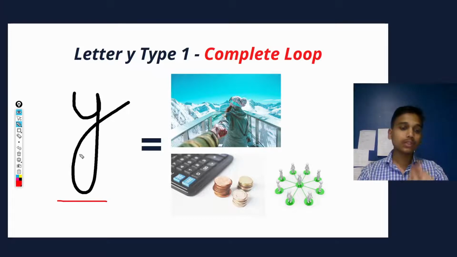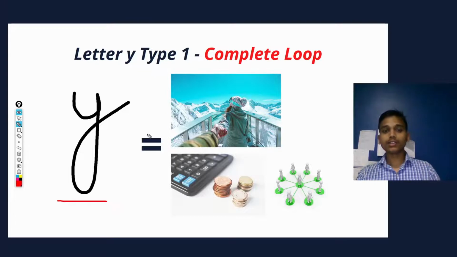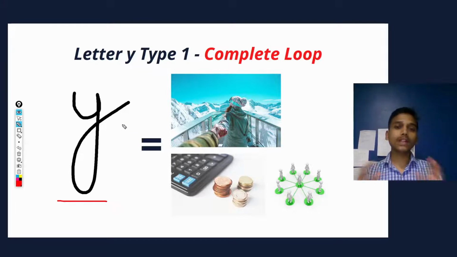The loop is not too big nor too small, it's in the middle, and it's complete. So that's what letter Y, complete loop, means. A complete loop means that the writer can have a very good relationship with others. It is an ideal Y which everyone should write, no matter what type of personality they have. So that's all for this particular complete loop Y.